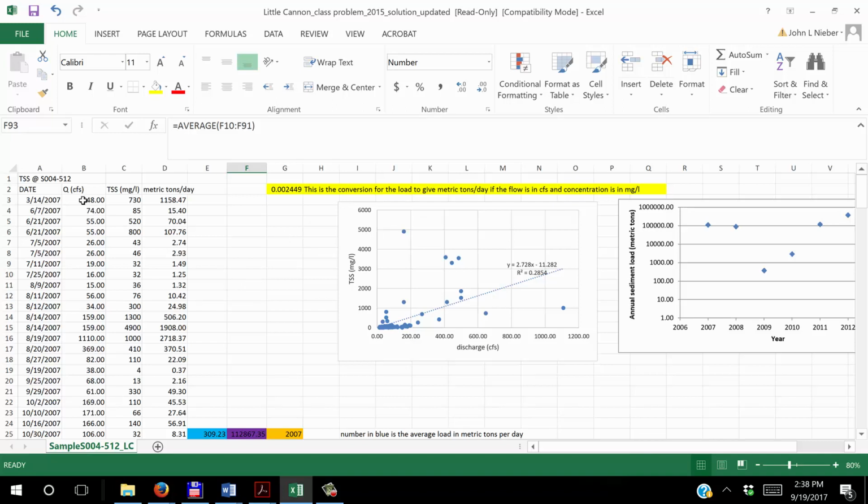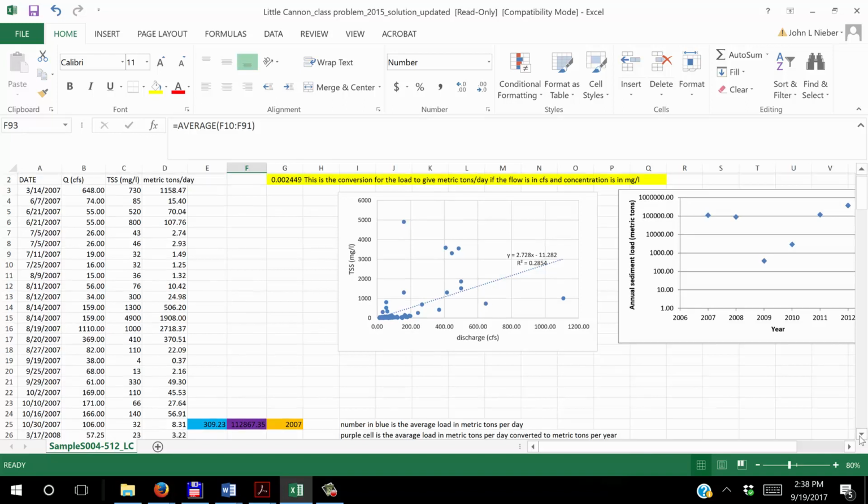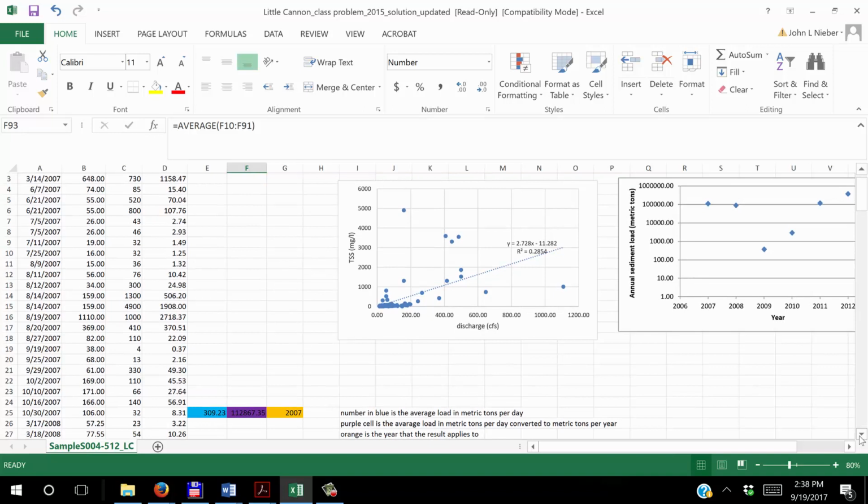Now, if I take the discharge values and plot them against the TSS values, you can see the kind of relationship that we get. You can see that there's variability in the relationship between TSS and discharge. I've got a trend line fitted to it that goes through the point 0 through the origin of the graph, and the R-squared value is 0.28. It's not all that good, but that's because of all the spread that you see around the best fit line.